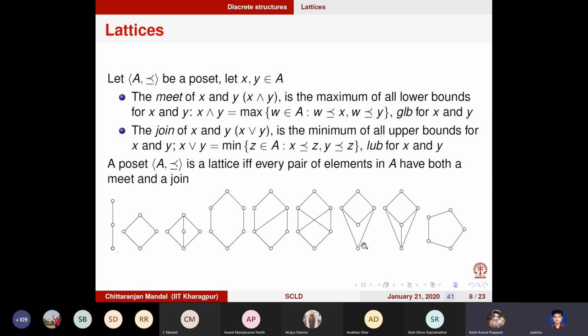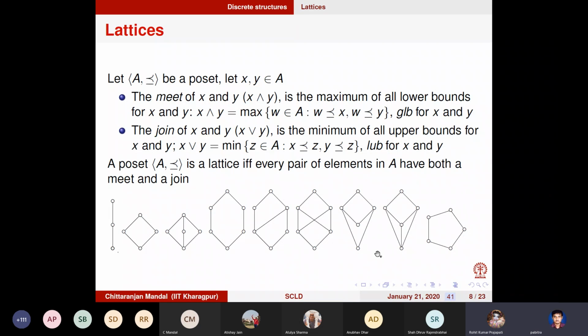What about this, the seventh one? Not a poset, not a lattice. Why not a lattice? Which two elements do not have a minimal set? The upper two.